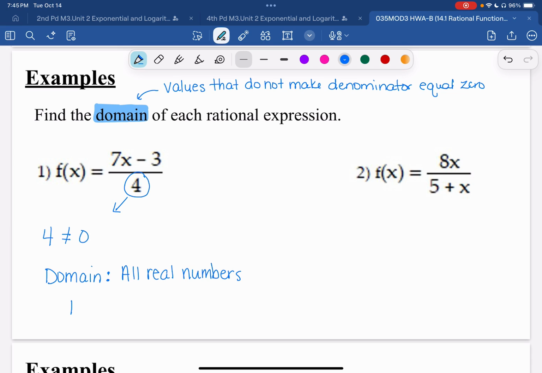You can write that, and you may see it written with this bold R. In interval notation, it would be negative infinity to positive infinity.